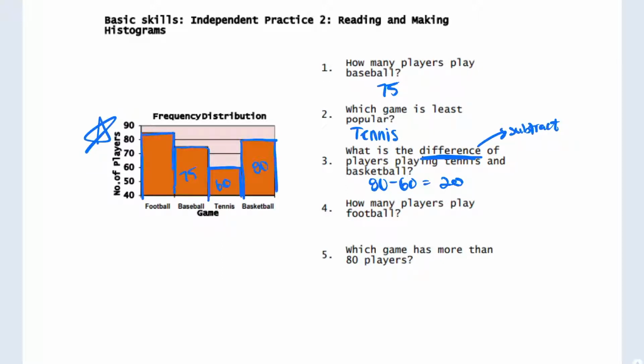All right, how many players play football? So we're looking at that last bar of our histogram. That's in between 80 and 90, so we're going to say 85 players. Now, the last question, which game has more than 80 players? Well, the only sport that has more than 80 players is football.